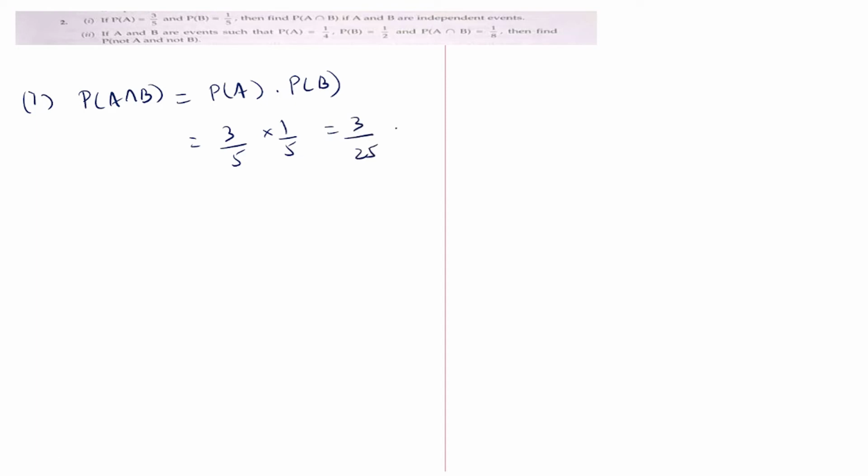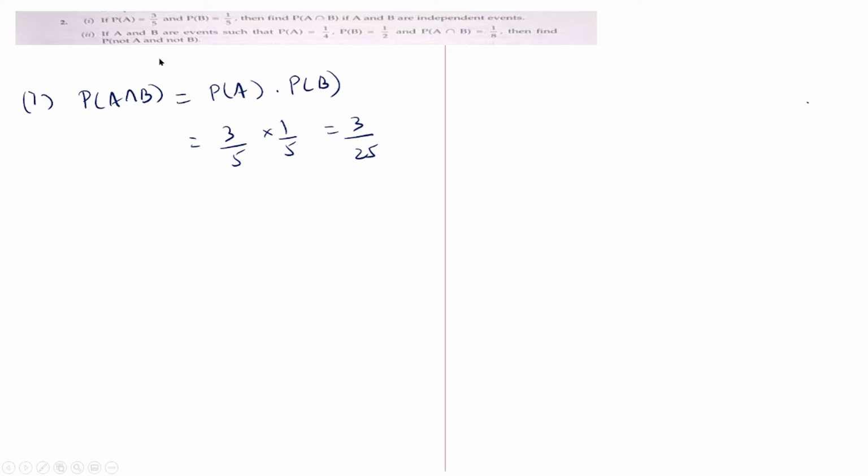Next question, if probability of A equal to 3 by 5 and probability of B equal to 1 by 5, then find probability of A intersection B if A and B are independent events. Now, since it is given A and B independent events, we have probability of A intersection B equal to probability of A into probability of B. So, this is equal to 3 by 5 into 1 by 5. This is 3 by 25.